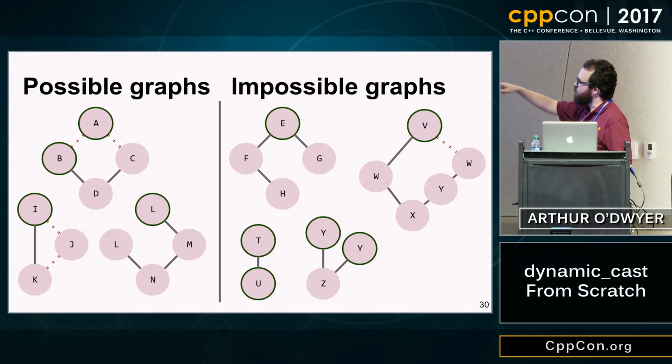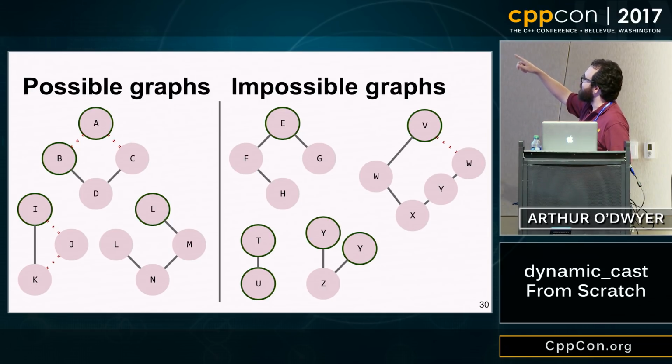Over here, U, the object at the root of this hierarchy, has been marked as a virtual base of what? That doesn't make sense. Over here, Z inherits from Y twice. That also doesn't make sense, not to mention both Ys are circled indicating they're virtual bases, and there should only be one of it. And then this last one is a little more subtle.